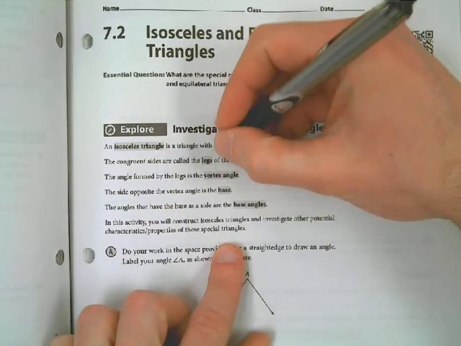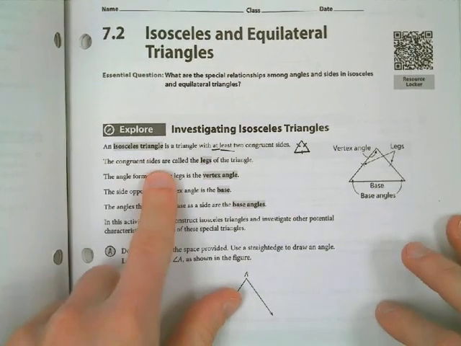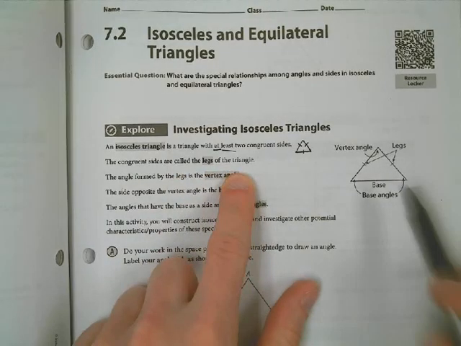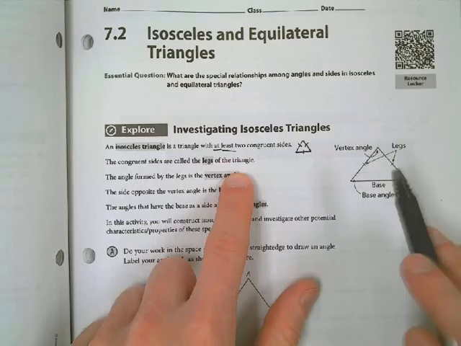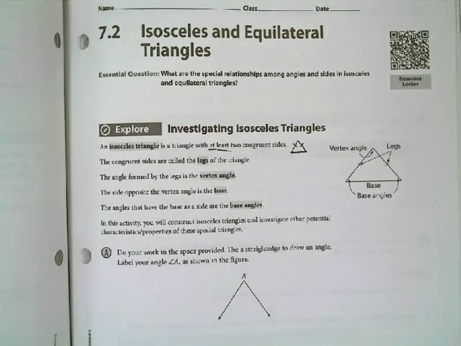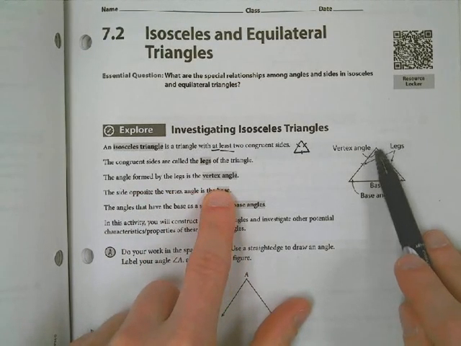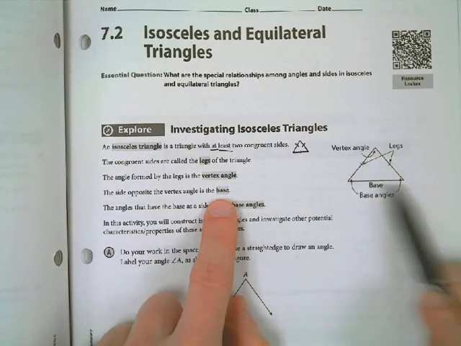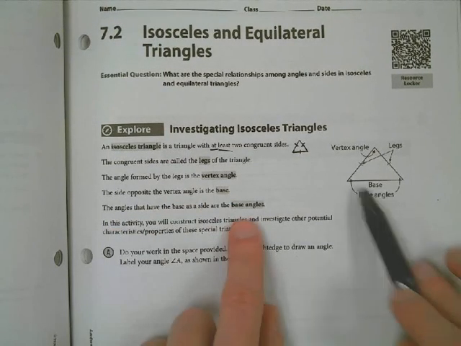The congruent sides are called the legs of the triangle. So here in a typical looking isosceles triangle, this is congruent to this. And the angle formed by the legs is the vertex angle. So there's the vertex angle up there. And the base is the non-congruent side. The side opposite the vertex angle is the base. And then these are the two base angles there. Okay, we won't do the activity there. It's pretty straightforward.